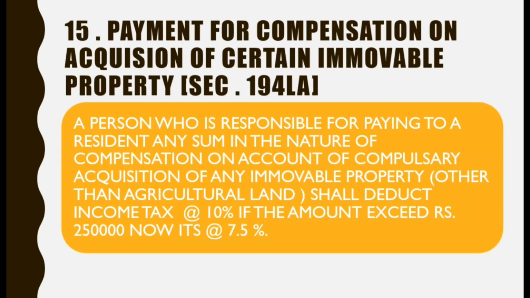Then the next one is payment of compensation on acquisition of certain immovable property, according to Section 194LA, which says that compensation on account of compulsory acquisition of any immovable property other than agricultural land. So agricultural land is not included in this section. Income tax of 7.5% shall be deducted if the amount exceeds rupees 2,50,000. Okay, it's clear. If the amount exceeds rupees 2,50,000, 7.5% is taxable.